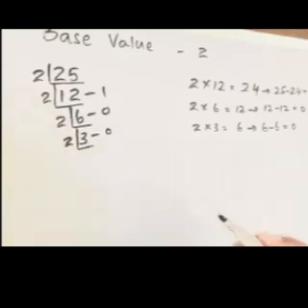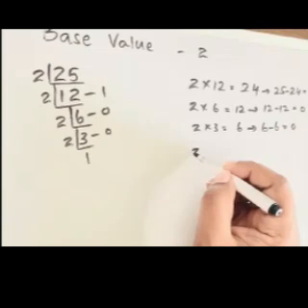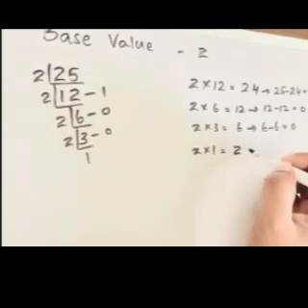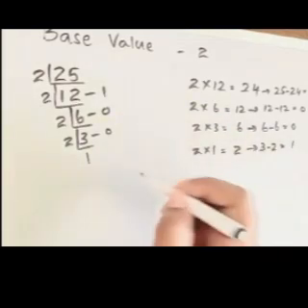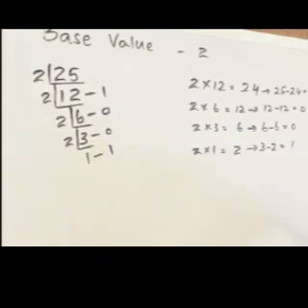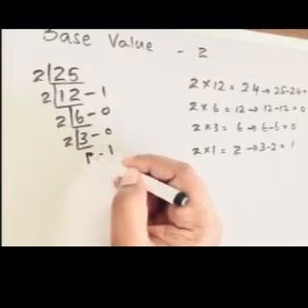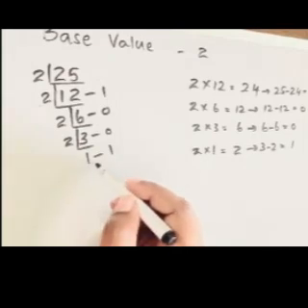Next one, 3 divided by 2. So it is 1. If I multiply 2 by 1, I get 2. So now 3 minus 2, the remainder is 1. I'm going to put the remainder here. So now we have come to the final answer, which is less than this base value. So we are going to stop from here.